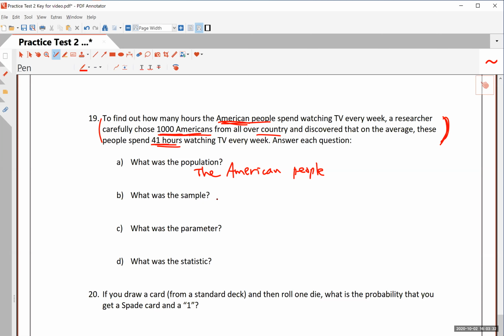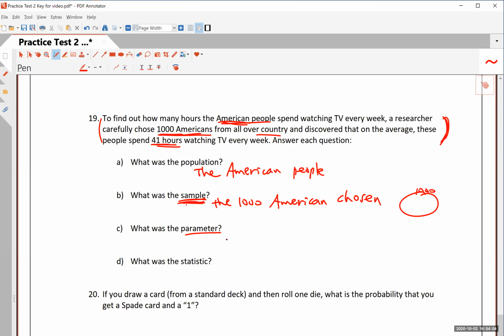What is the sample? The sample is the 1,000 Americans chosen from all over the country. Okay, that is called the sample. Now this is singular. You don't call each of these 1,000 people samples. You're not a sample, he is not a sample, she's not a sample. No, that's not the way it works. The sample, one singular word, means the group of all of these 1,000 people. That's your sample, singular.